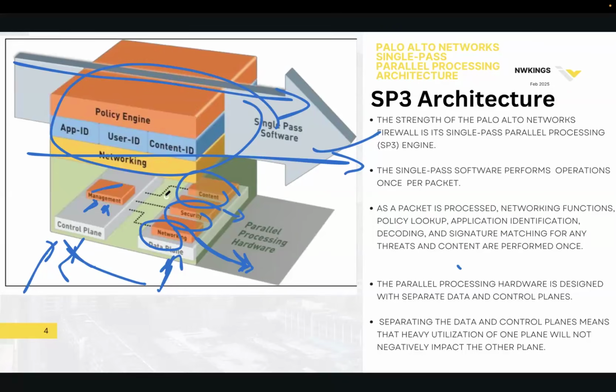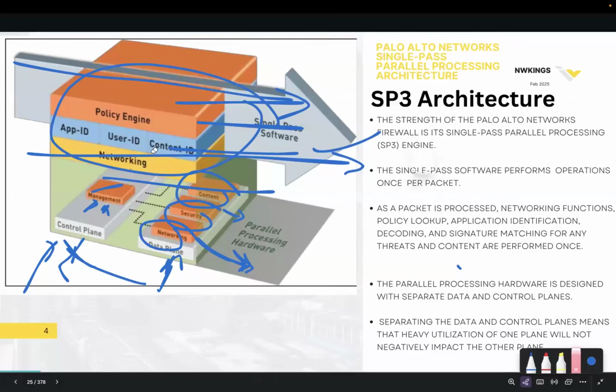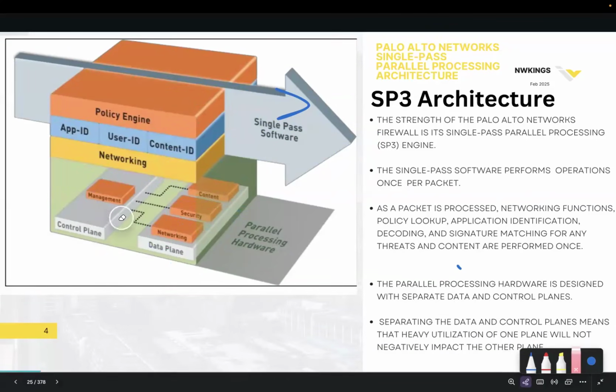And for fast processing, they have multiple parallel sessions. Using all this functionality together, we call it SP3. And this will increase your throughput, performance, everything.